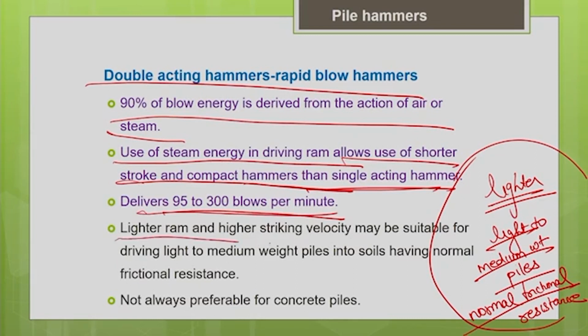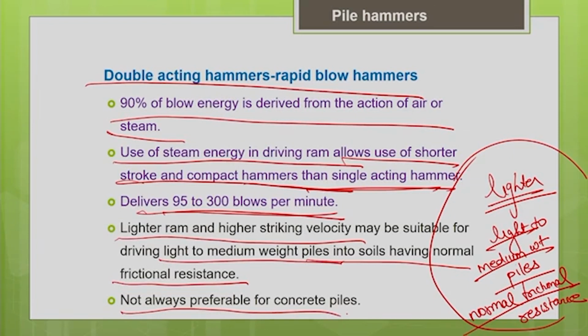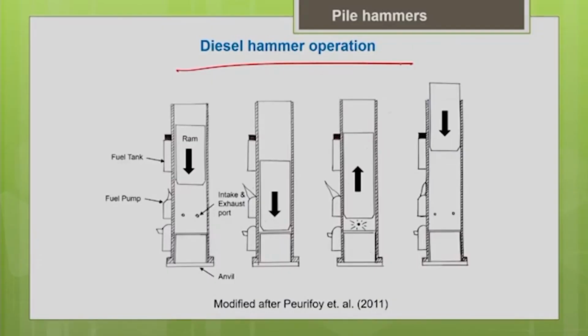This lighter ram and higher striking velocity may be suitable for driving light to medium weight piles into soil having normal frictional resistance. Okay. So, we cannot recommend this hammer for a tough soil condition with very high frictional resistance. And it is not always preferable for concrete piles. As I told you, a high blow rate can result in damage to your concrete pile, which is basically weak in tension. So, it is not recommended for concrete pile, but you can use it for steel piles. Okay. So, we have completed the double acting steam hammer.